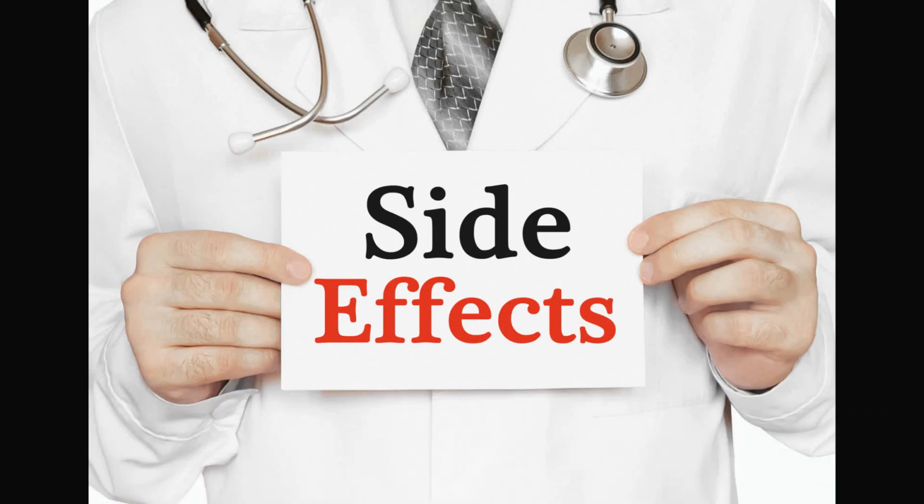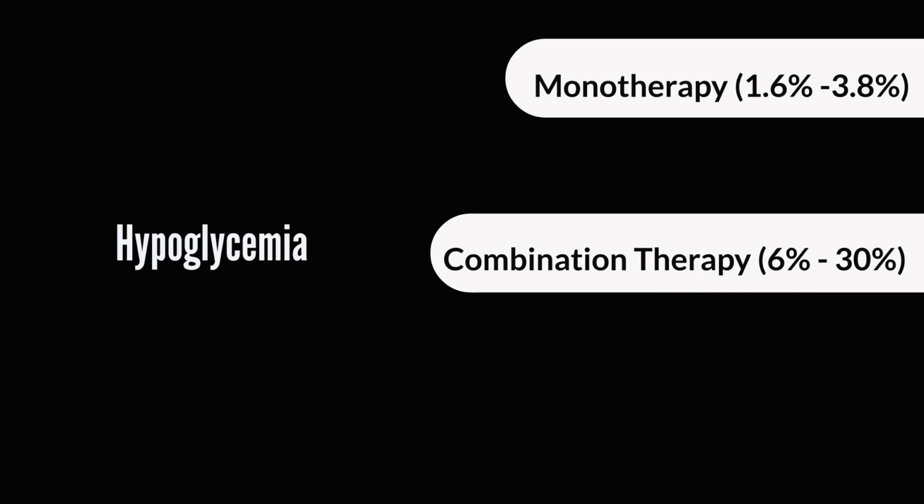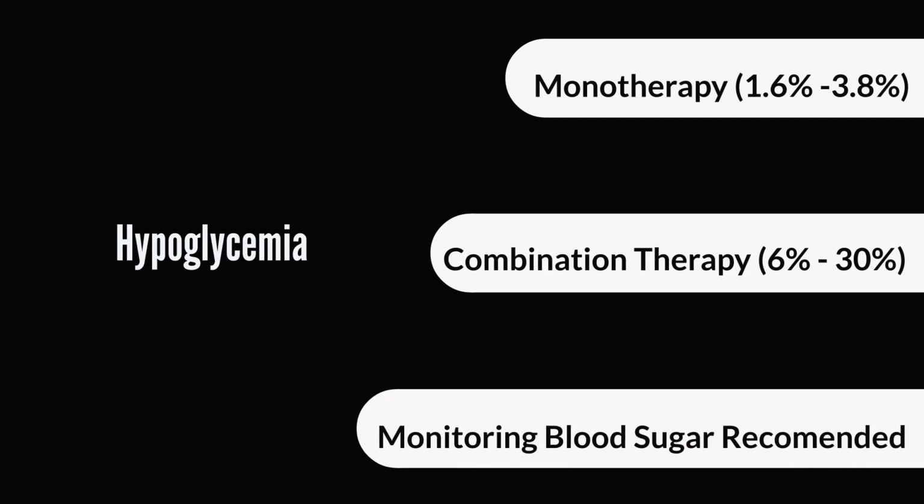Now we'll shift our attention to some side effects. Number one on the list is hypoglycemia. Ozempic is noted to cause hypoglycemia in some patients. When used alone, or in monotherapy, about 1.6% to 3.8% of the population experienced hypoglycemia. When used in combination therapy, that is in conjunction with other diabetic medications, that percentage rose significantly to between 6 and 30%. So it's obviously highly recommended to keep a close eye on your blood sugar levels once you start Ozempic, more so if you take other diabetic medications.